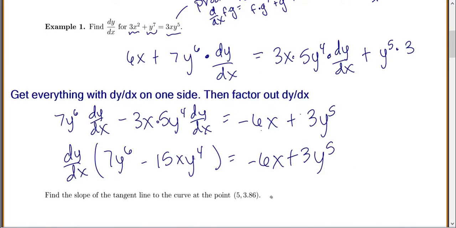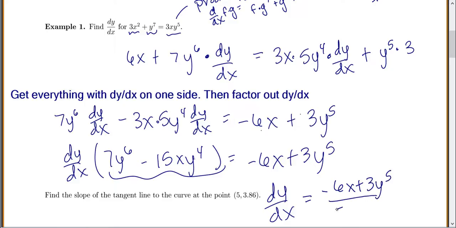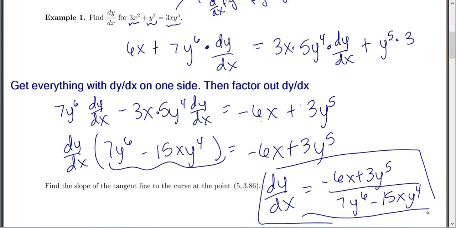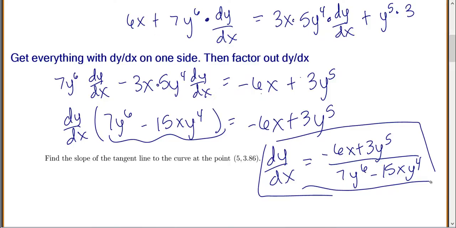Oops, we ran out of room here. Then you divide by everything that is in that dy dx. So we'll have negative 6x plus 3y to the 5th over 7y to the 6th minus 15xy to the 4th. At this point, we're left with some x's and y's, but that's okay because it was too difficult to get y by itself, so we don't actually have to plug in the x's wherever we see y. So that's how you get dy dx.